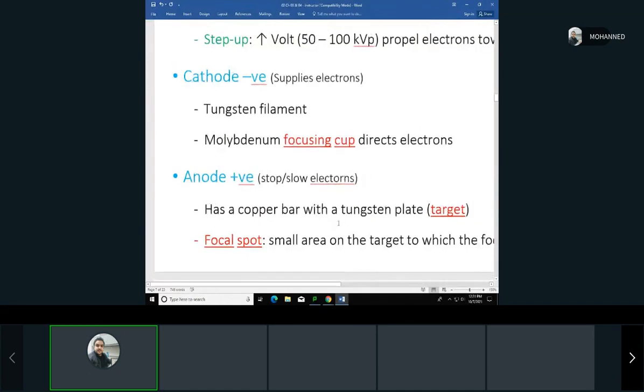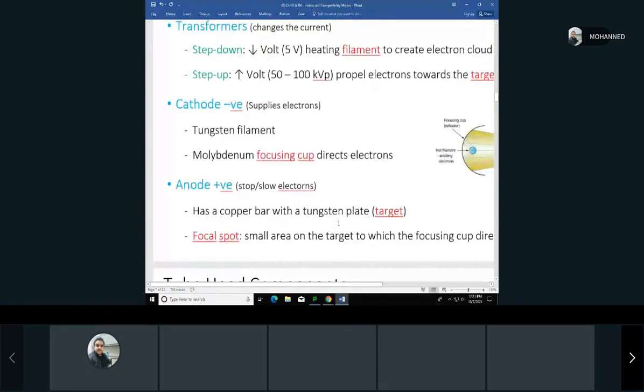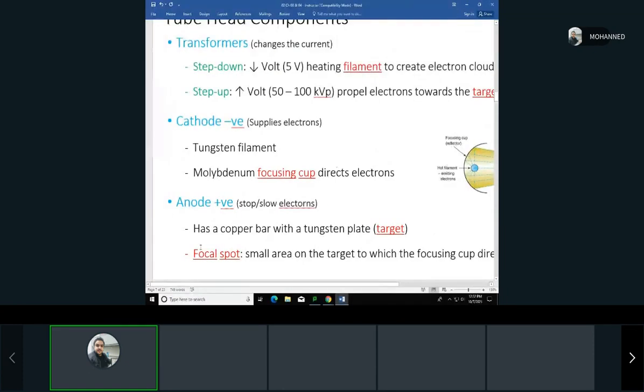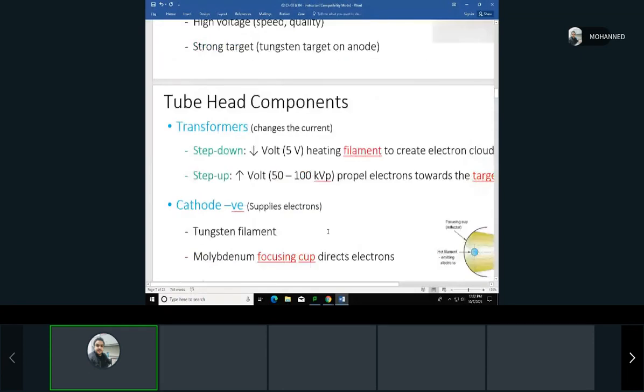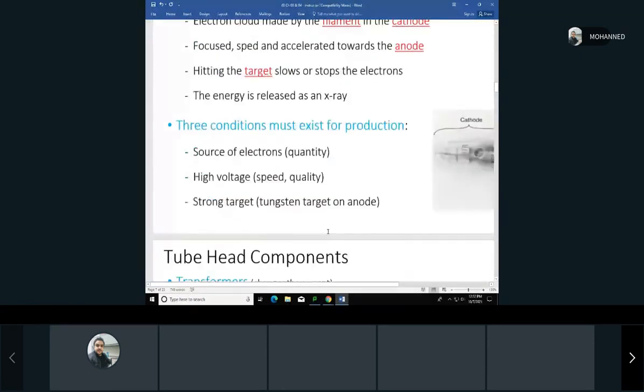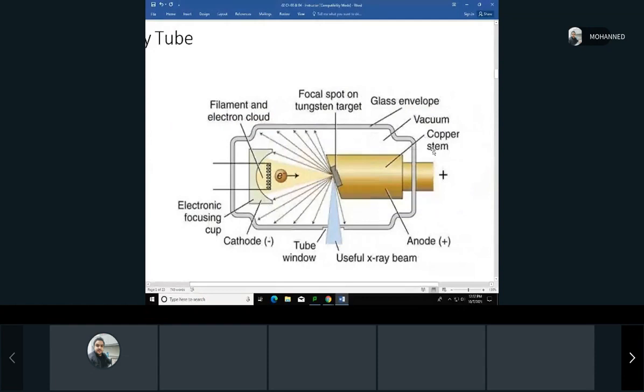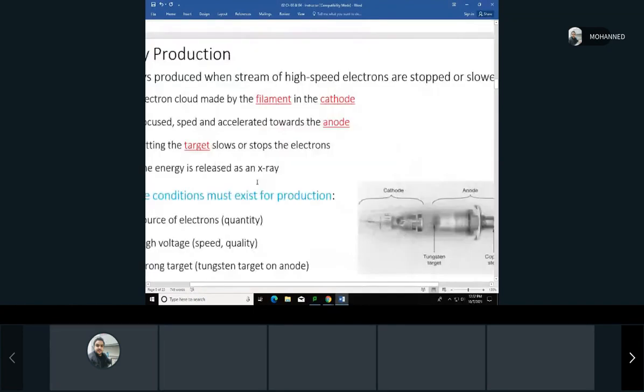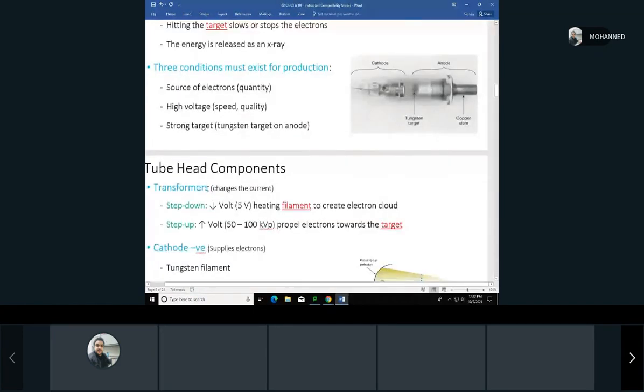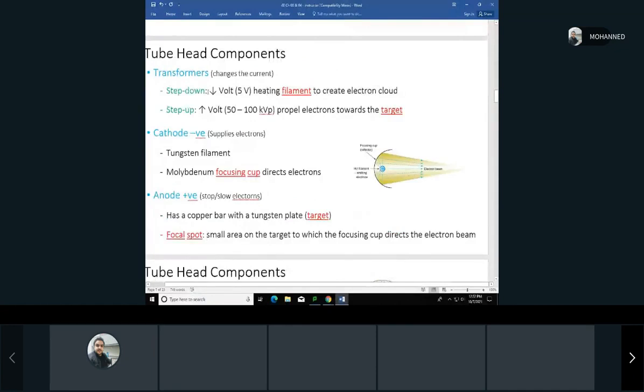Are we good here? We're relating to what we saw in the pictures. Tungsten filament, the focusing cup, and then we have targets. So this is the copper bar, and then you have the tungsten target inside of there, and then you have that small area there, the focal spot, where all of the X-rays will be condensed or focused, and that's where we get the X-ray. We're still talking about that picture, and these are all parts of the tube head components.